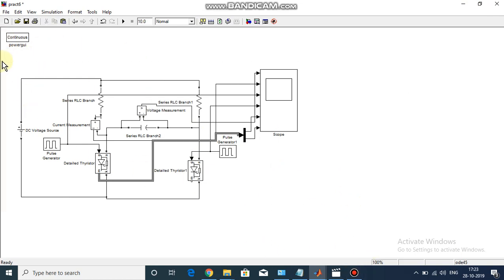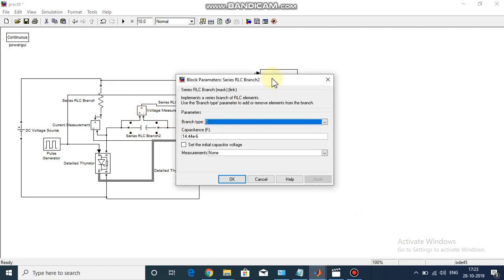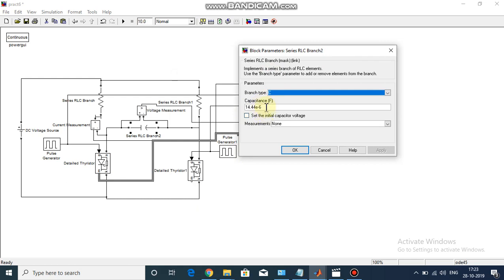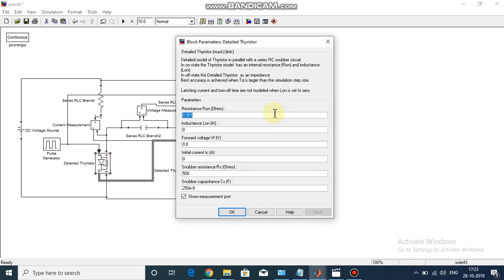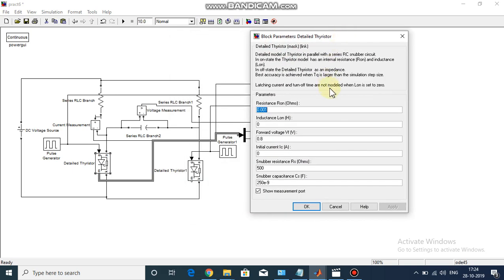And that pretty much sums up our circuit. Remember that this capacitor calculation, 1.44 microfarad, is not the value that is given to you. It is calculated by a formula, and the formula usually involves the turn-off time of the SCR. So just open the detailed thyristor properties, and there is capacitance, resistance, and there might be the turn-off time of the thyristor somewhere.